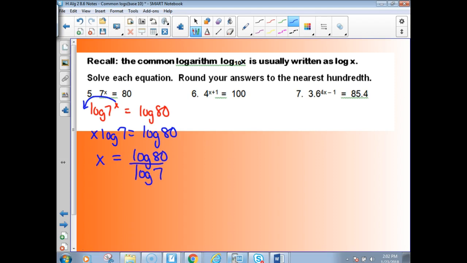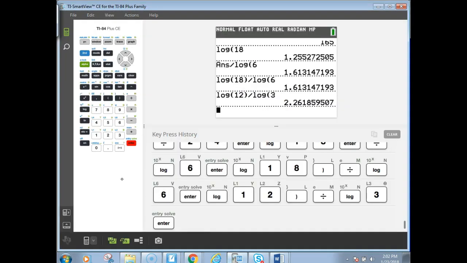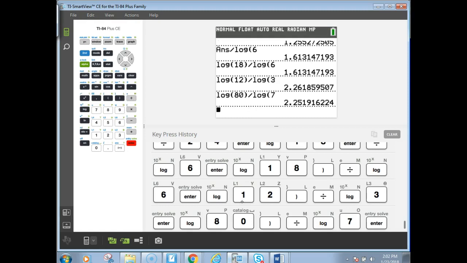And then I'm going to type on my calculator to get my answer. Log 80 divided by log 7. And I get 2.25. I think the directions said round to the nearest hundredth. So 2.25.